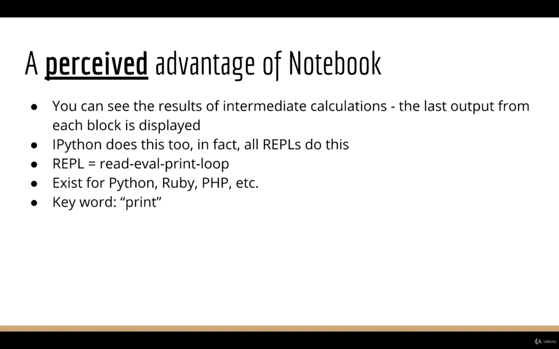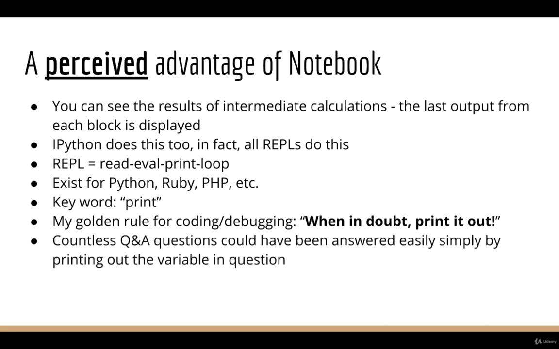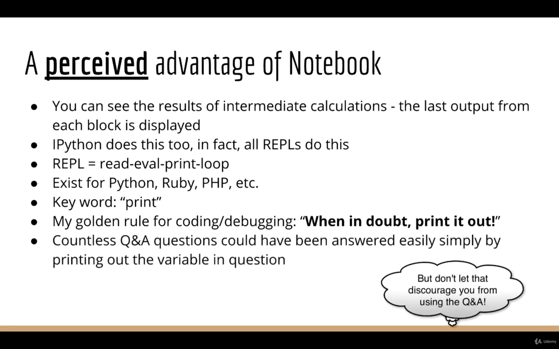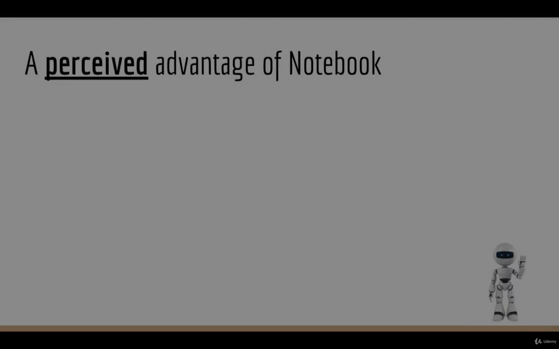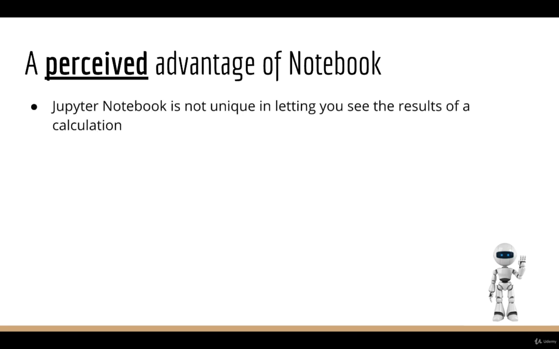Why is that? Well, one of my golden rules for writing and debugging code is when in doubt, print it out. I can't tell you how many times I've gotten a question on the Q&A when it could have been easily answered by inserting a print statement into the existing code. Anyway, what's the point of this long discussion about printing things out? Well, it's that if you think Jupyter Notebook is the only program that helps you do this, you need to expand your horizons a little bit. You should, in fact, always be doing this.